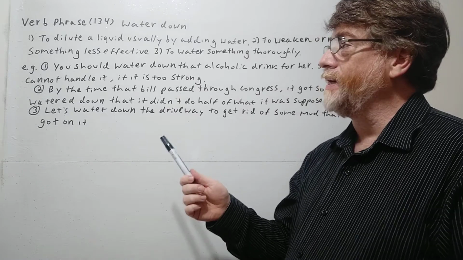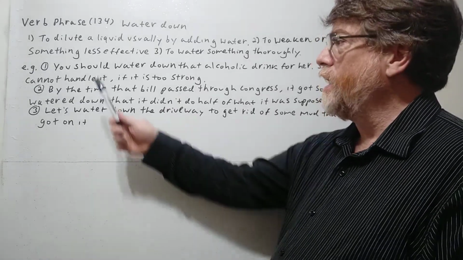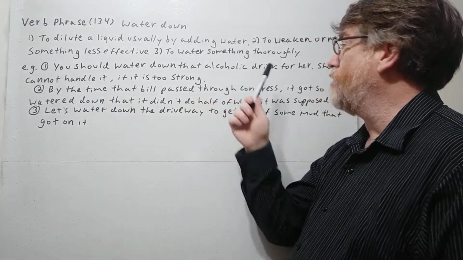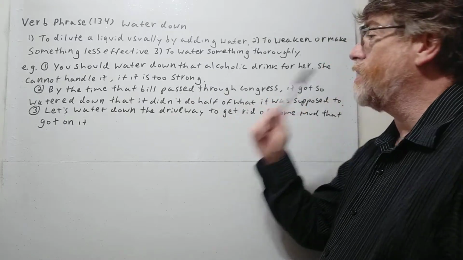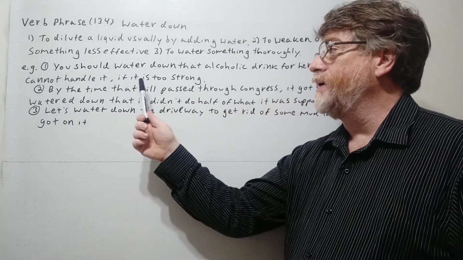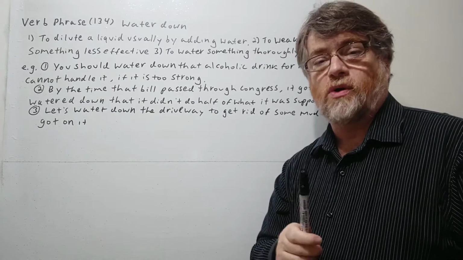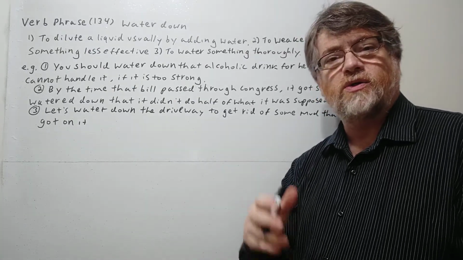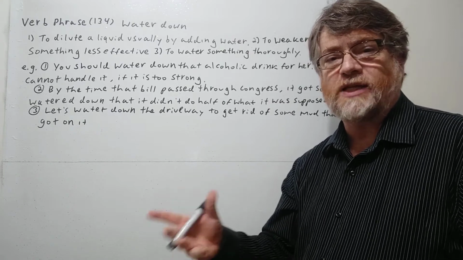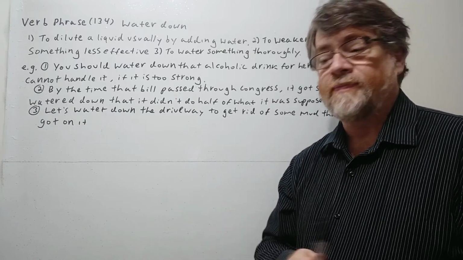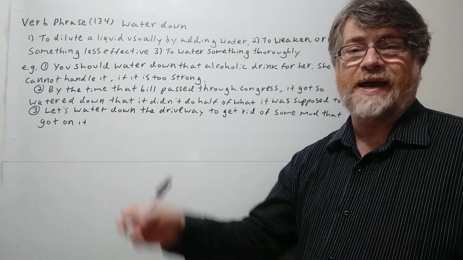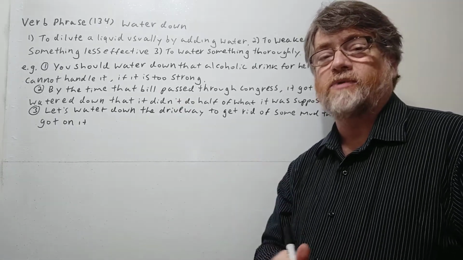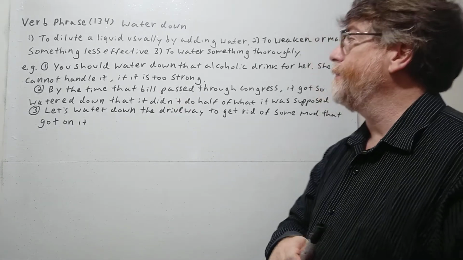So let's look at example number one here. You should water down that alcoholic drink for her. She cannot handle it if it is too strong. So people often can water down alcohol if the alcohol is too strong for them, to make it less strong. But you could water down anything by adding some other liquid to it. So we often say to water down.